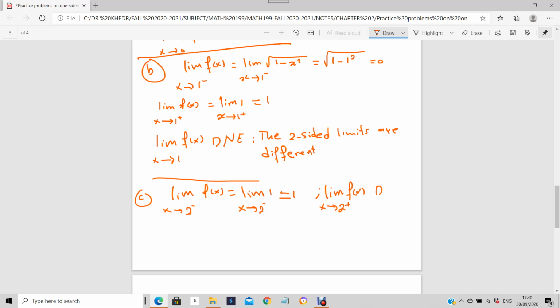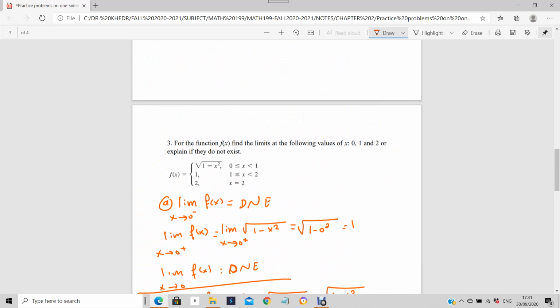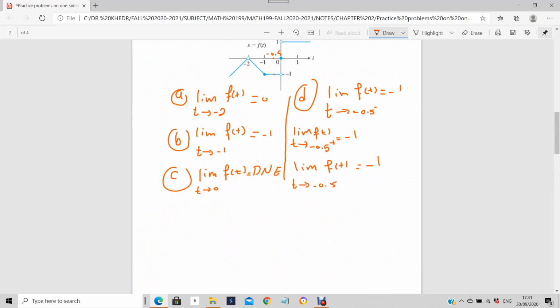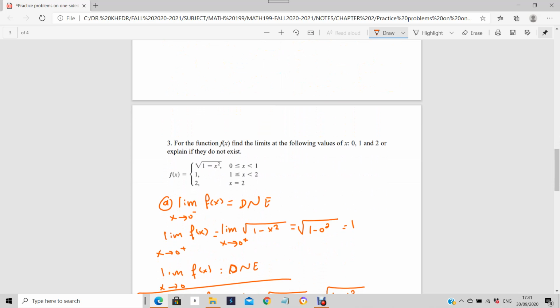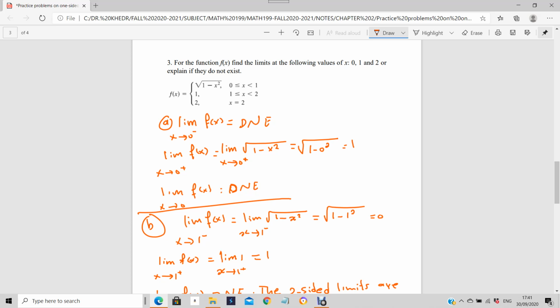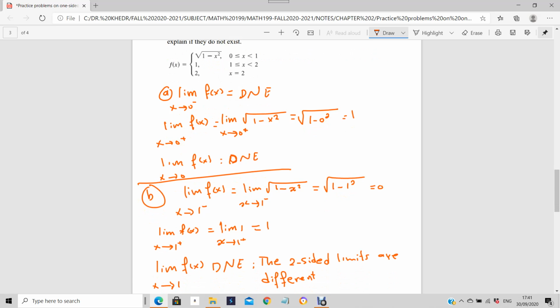So it does not exist because there is no function, hence the limit of f of x as x goes to 2 does not exist. Why? Because the two-sided limits are not equivalent. So this is the way we solve questions using the analytical equations. Okay, so questions 1 and 2 were about finding the two-sided limits or the limit of the function graphically, and question 3 is finding the two-sided limits and the limit of the function analytically.